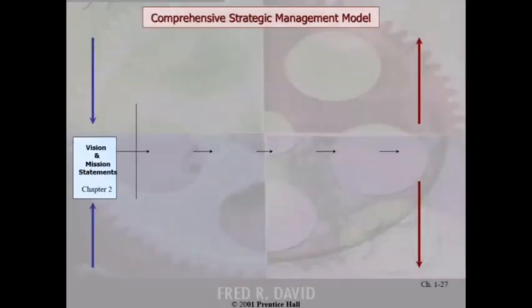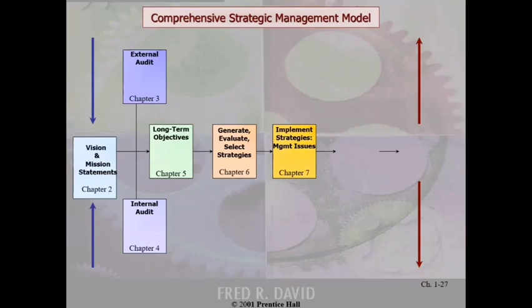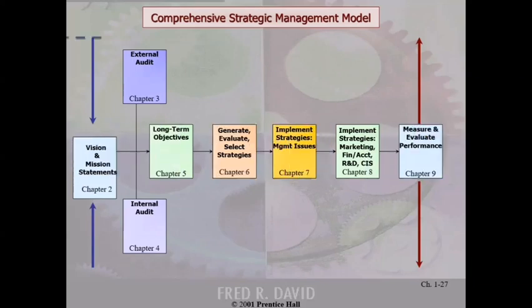Okay. So, dito, mapapansin na natin ngayon, on our next discussion, yung ways kung paano nagkakaroon ng comprehensive strategic management module. Okay? So, we are now showing yung appropriate areas that shape or show particular focus for yung mga chapters po natin. So, on chapter 2, didiscuss po natin yung vision and mission statement, mas maayos, mas maganda, and mas malawak. And then yung external audit on chapter 3, internal audit on chapter 4, long-term objectives on chapter 5, generate, evaluate, select strategies on chapter 6, implement strategies, management issues on chapter 7, and implement strategies of marketing, financial accounting, research and development, and yung computer information system on chapter 8, and measure and evaluate performance on chapter 9.